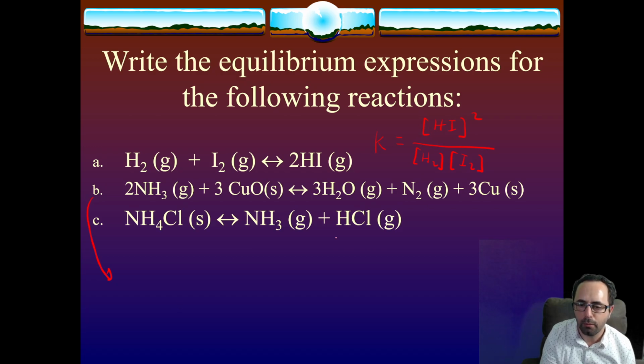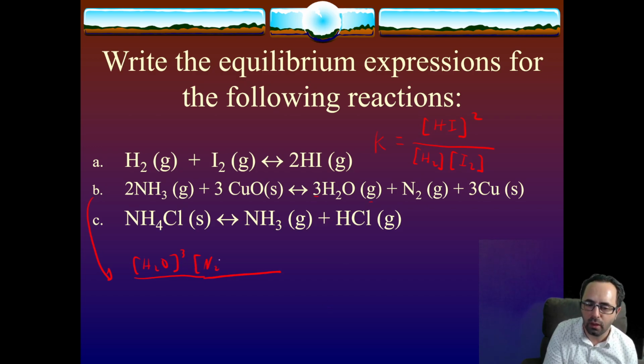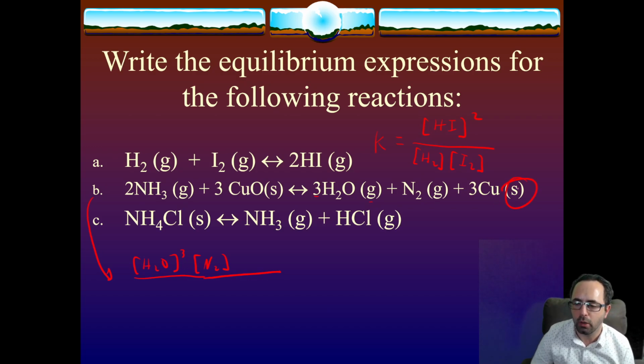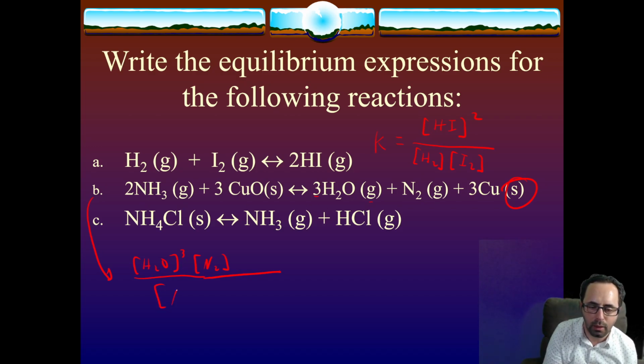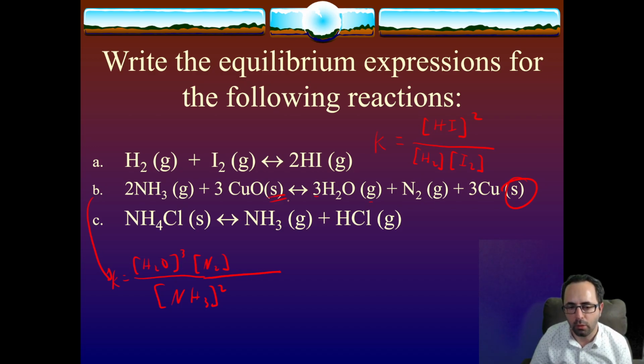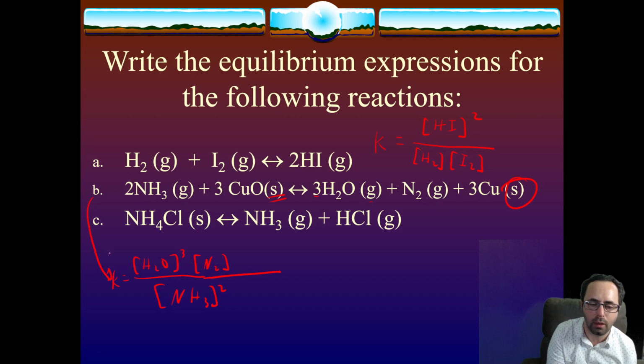For reaction B, we're going to have water for our products. We put products over reactants again. It's going to be the concentration of water cubed, because there's a 3, and it's gas phase, times the concentration of nitrogen to the first power. And then we're not going to include copper here, because the copper is solid. And then it's going to be divided by the reactants. So we're going to have the ammonia, NH3, and that's going to be squared. And then we don't include the copper(II) oxide because it's a solid. So here is our K for letter B.